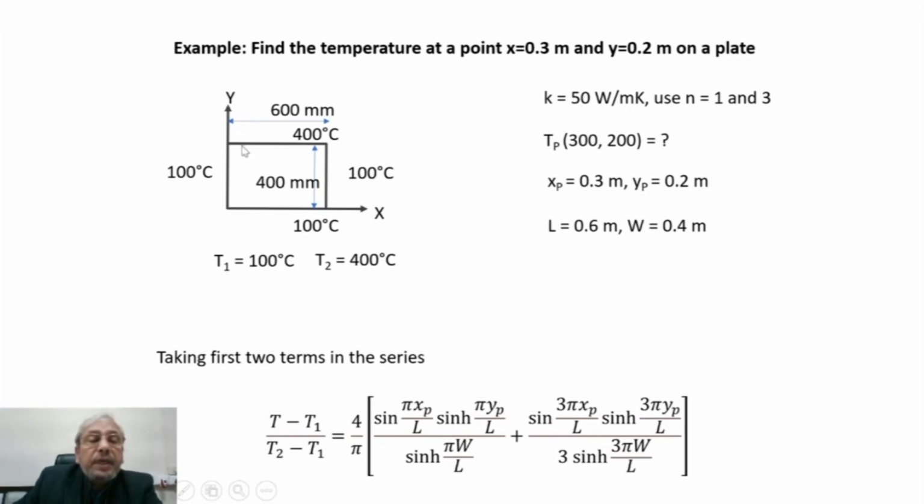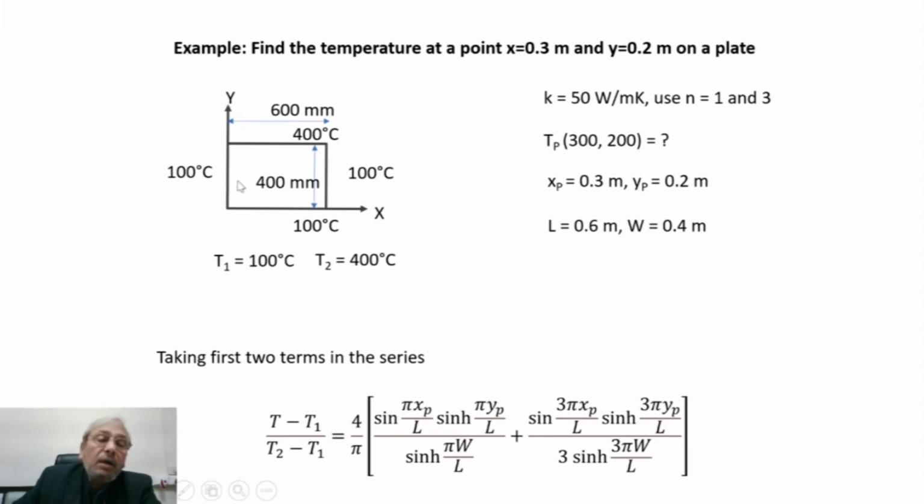Or in other words, this is a plate having dimension 600 millimeter in the x direction, its length is 600 millimeter. In y direction, its dimension is 400 millimeter. And we have to find out temperature at x equal to 300 millimeter and y equal to 200 millimeter, at a location P, whose x location is at 300 millimeter and y location is at 200 millimeter.